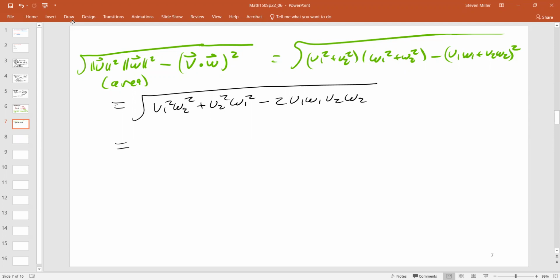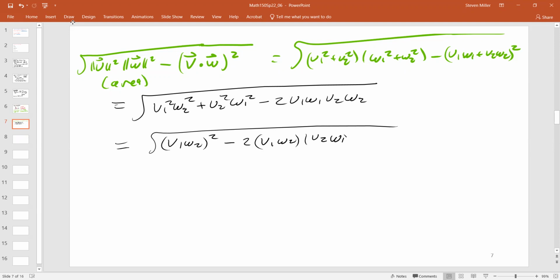I can write this as V1 W2 squared minus 2 V1 W2 V2 W1 plus V2 W1 squared. All I've done is I've just rewritten things in this way. What is this equal? You're back to the inside.